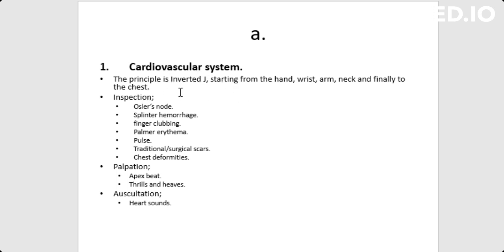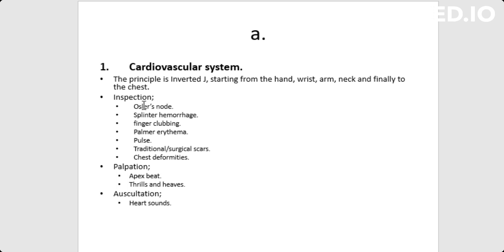The principle here is the inverted J, starting from the hand, wrist, arm, neck, and finally to the chest. They make a J later. So when we invert it, it becomes the inverted J. That is how cardiovascular system examination is done.